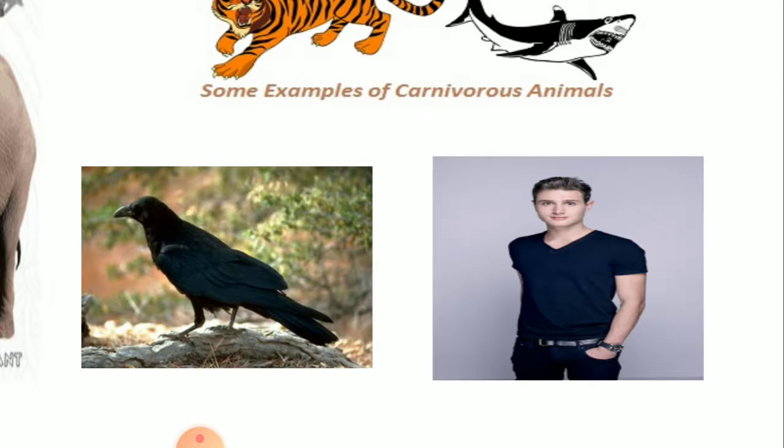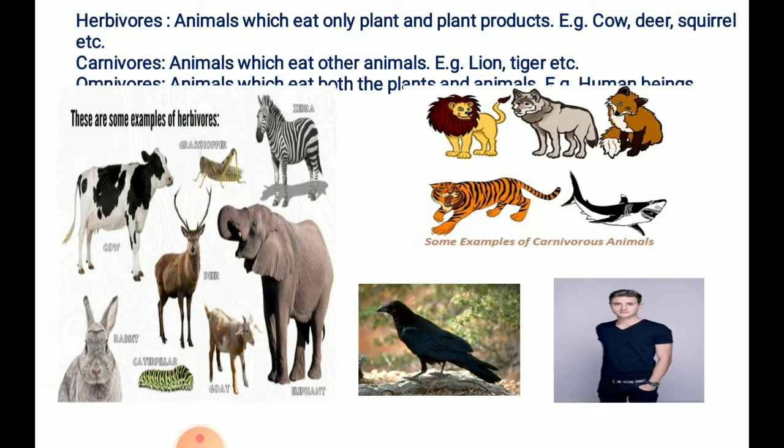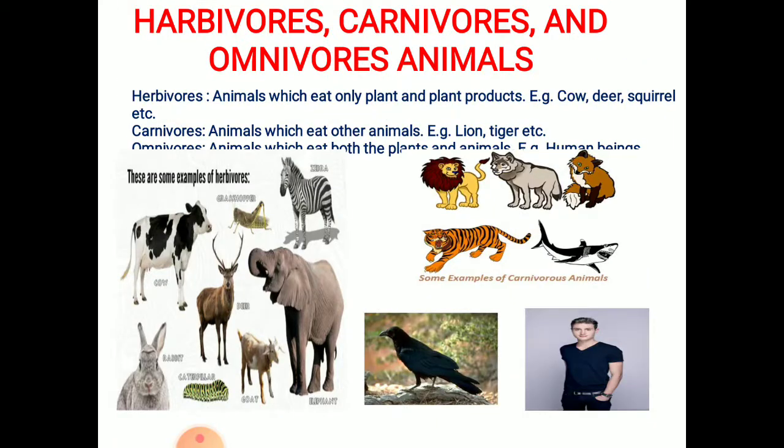So according to their food habit, we divide the animals into three categories: herbivores, carnivores and omnivores.